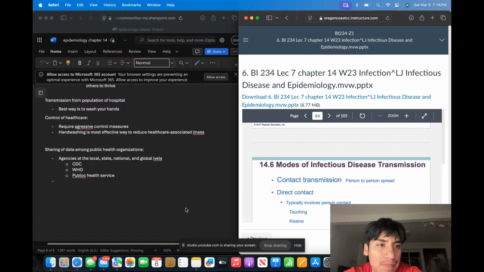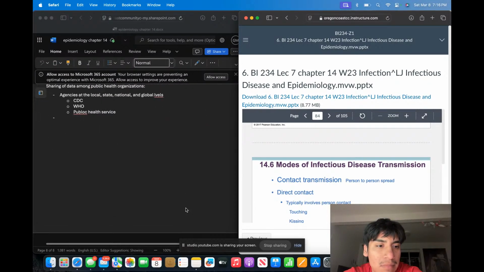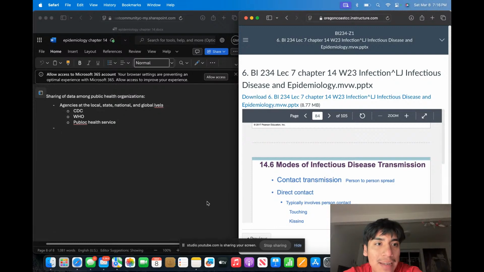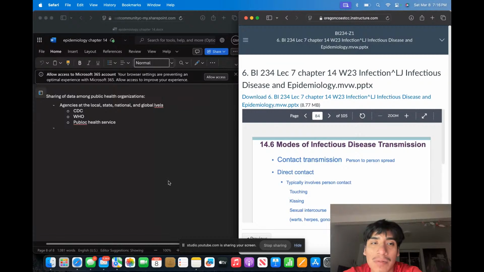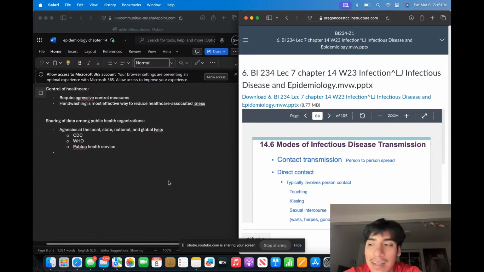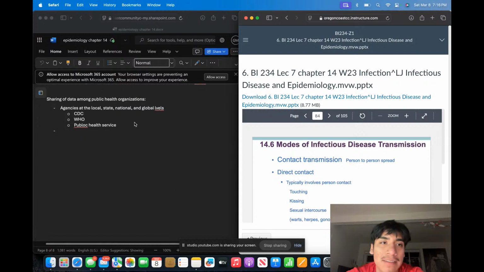I'm gonna go over it. So I'm at the end of my notes, which is good, but we still have 20 slides. So I wonder if Walter wanted us to get cut off here. I'll read the last of my notes, and we can just skim over this. Sharing of data among public health organizations, agencies at local, state, national, and global levels. So we have the CDC, World Health Organization, and Public Health Service.